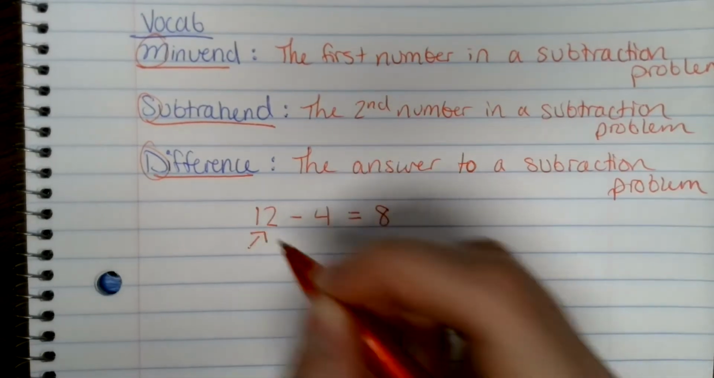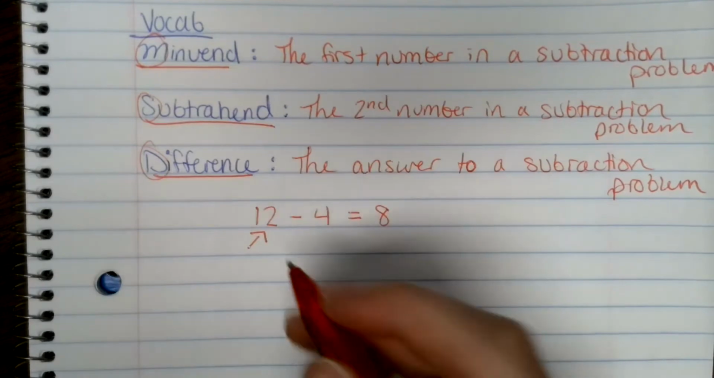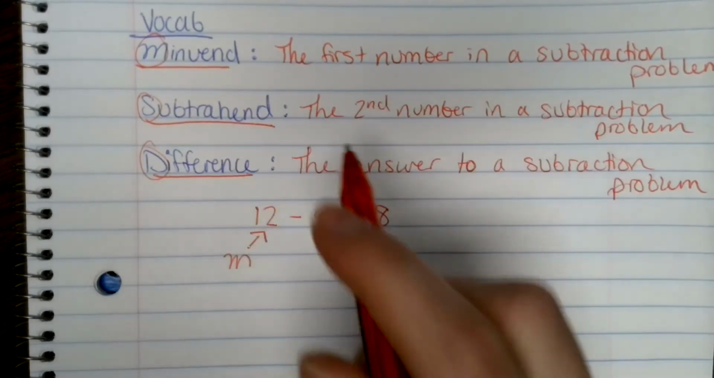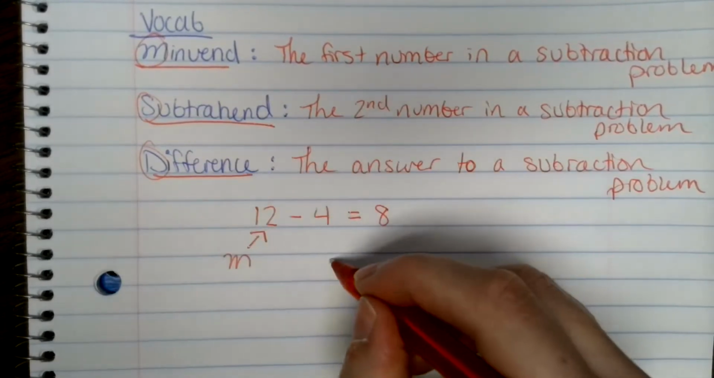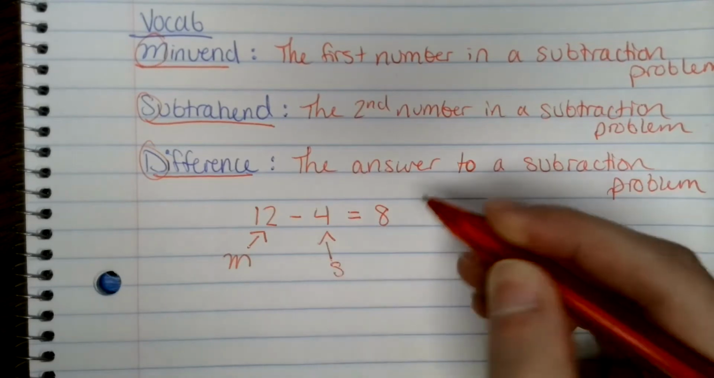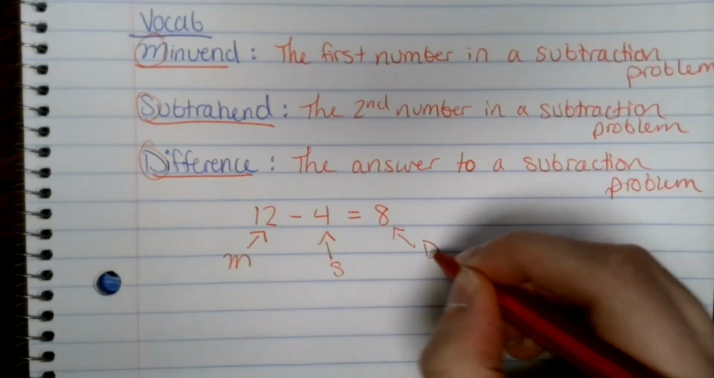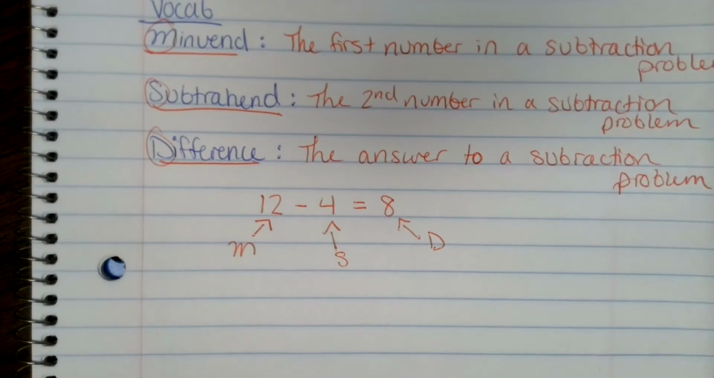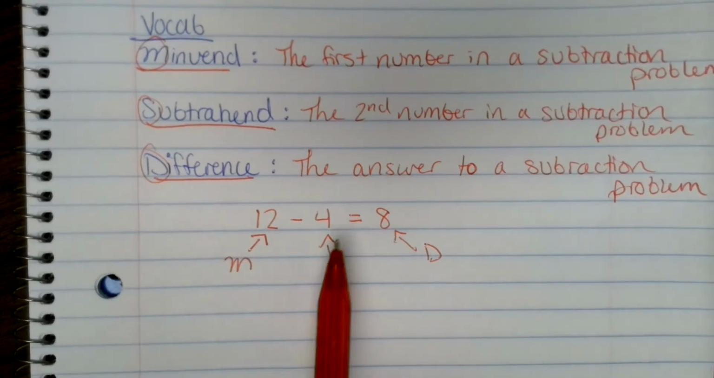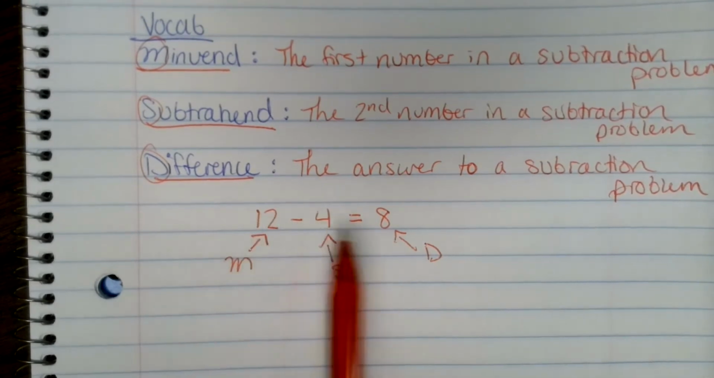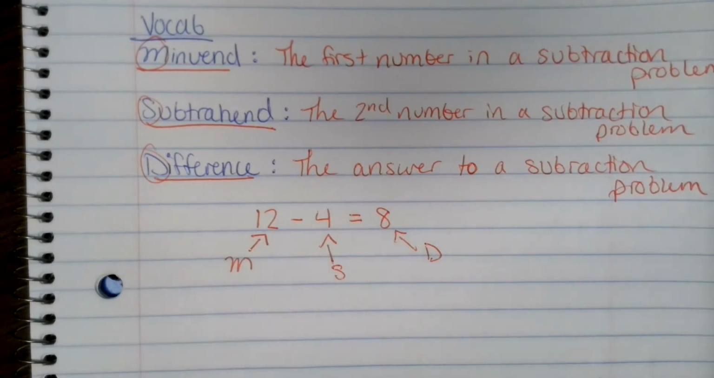So the first number in a subtraction problem is the minuend. The second number is the subtrahend, which is this. And our answer is the difference. Okay? So that's super important, and that's because if we did 4 minus 12, we would not get 8, we would get negative 8, which you're not going to start learning until 6th or 7th grade.